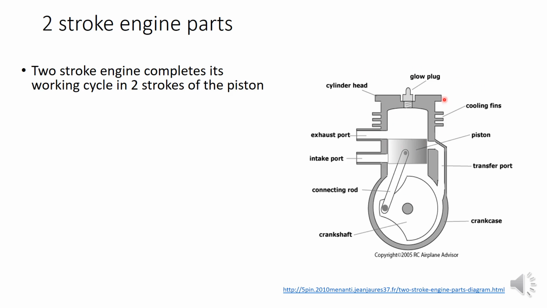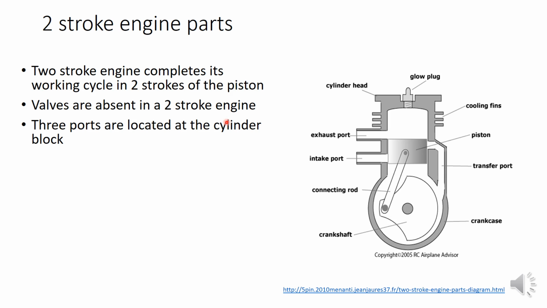The important thing is there are no valves. You can see here at the cylinder head there was an inlet valve and an exhaust valve in the four-stroke engine, but in this one that is completely absent. So valves are absent in a two-stroke engine. That means there will be no cam or camshaft for controlling the movement of the valve either. So valves and other controlling mechanisms for valves are completely absent in a two-stroke engine.